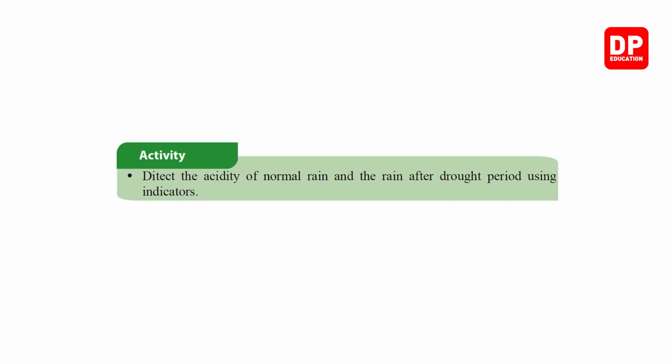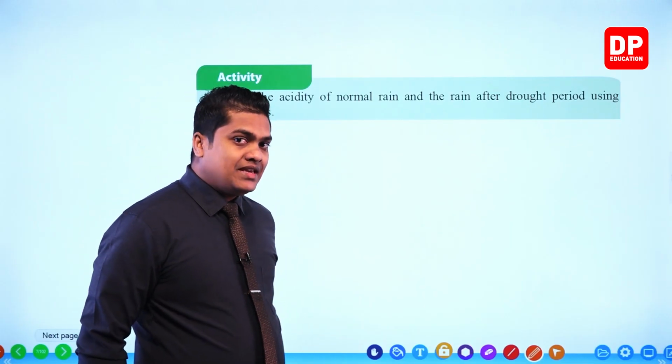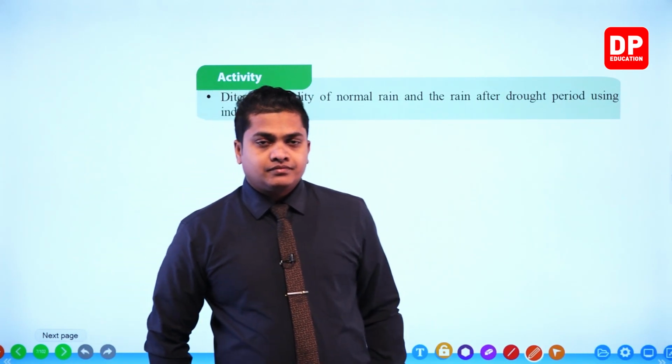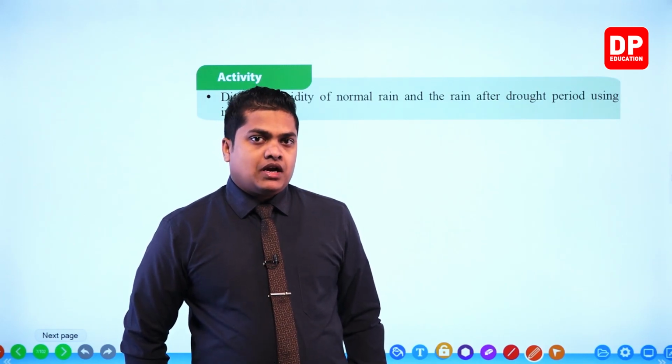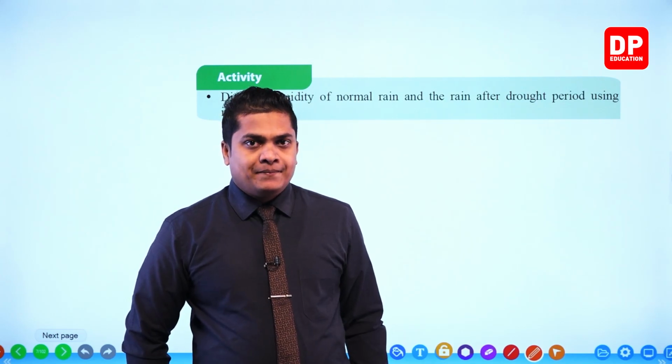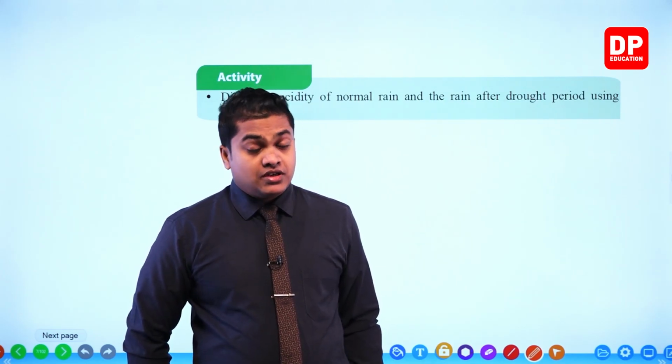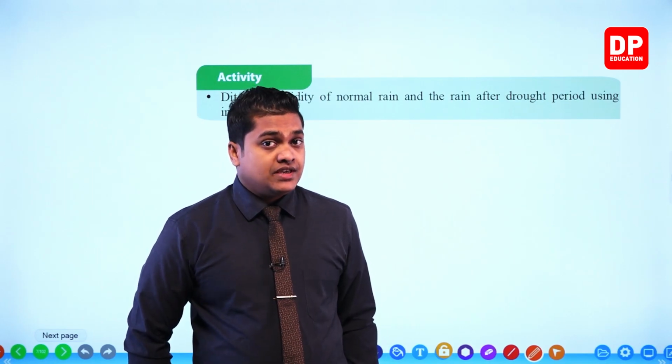So you are given an activity. Detect the acidity of normal rain and rain after a drought period using indicators. Here, especially, you can use pH papers if you want. Or else you can even go for litmus papers as well. However, to get a more certain idea, we can use pH papers.